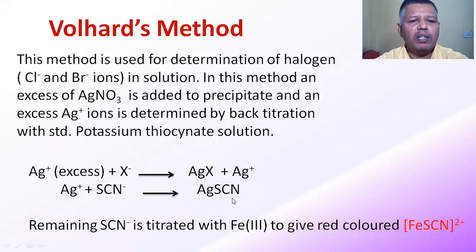And for this silver thiocyanate, whatever thiocyanate we add from the burette, the next drop of potassium thiocyanate gets titrated with the indicator Fe3+, that is ferric alum, which we add as an indicator, and this indicator shows the change in color to a red or pink color.